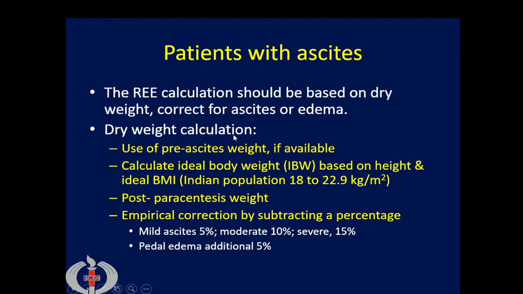So, how to correct that? We can use the pre-ascitic weight if that is available, or you can calculate using the ideal body weight based on height and ideal BMI. For Indian population, the ideal BMI would be between 18 to 23. Or you can use the paracentesis weight, or you can correct it empirically by subtracting a percentage. Like for mild ascites, we have to reduce by 5%, for moderate ascites 10%, and for severe ascites 15%. And if the patient additionally has pedal edema, we have to reduce by 5%.